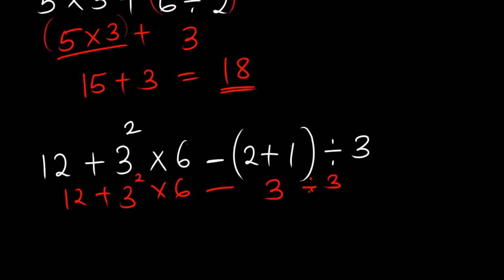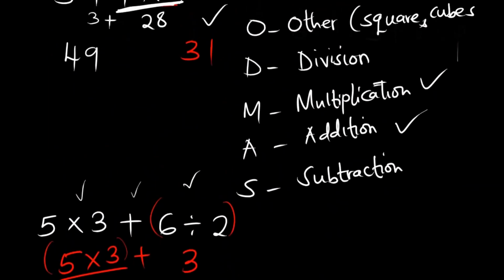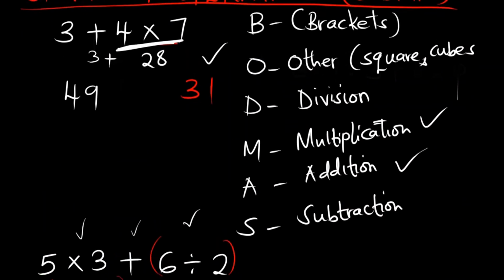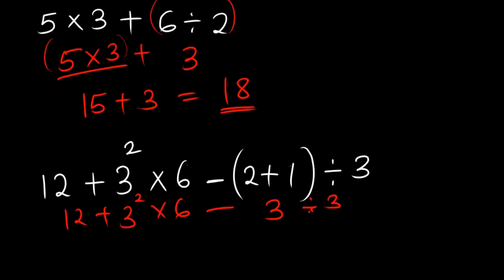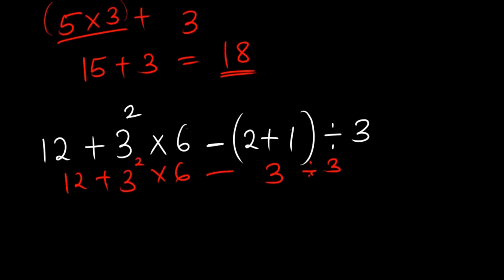So let's go to the second operation, which is others. So others, for this case, we have the square. So we said others can be squares, square roots, cubes, and so on. So we have a 3 squared. So what is 3 squared? 3 squared is 9. So that means that the operation is going to be 12 plus 9 times 6 minus 3 divided by 3.